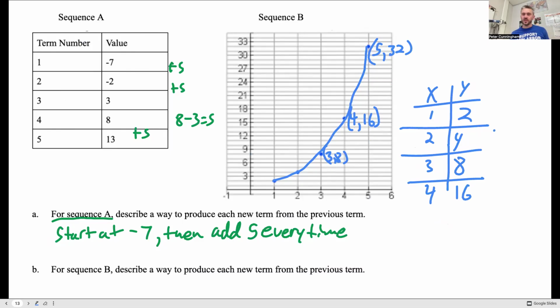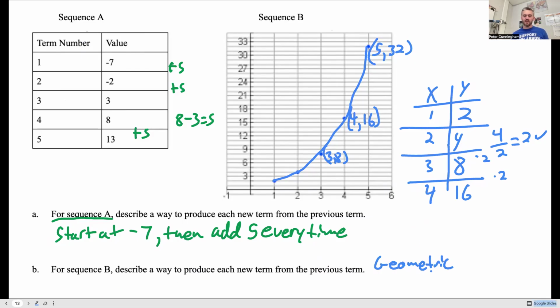But again, to find the ratio, 4 divided by 2 equals 2. That checks out. 2 times 2 is 4. Is 4 times 2 8? Yes, it is. Is 8 times 2 16? Yes, it is. Okay, so we're geometric here. So for sequence B, we're geometric.